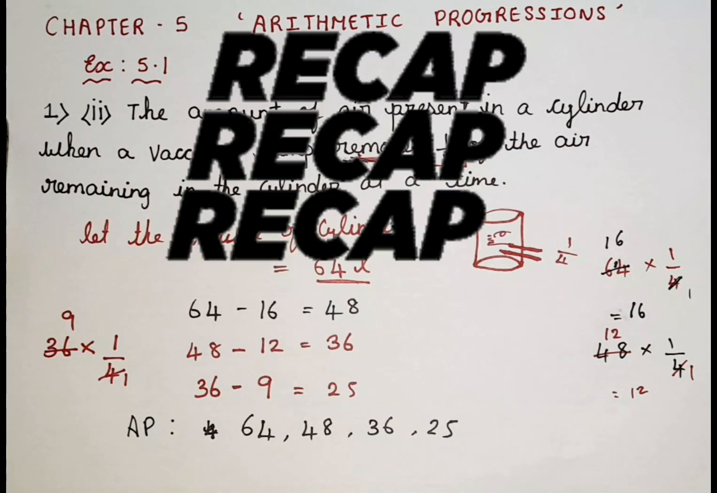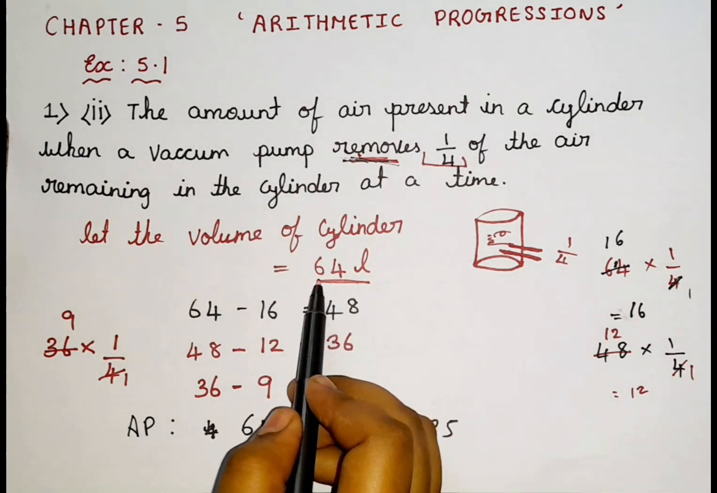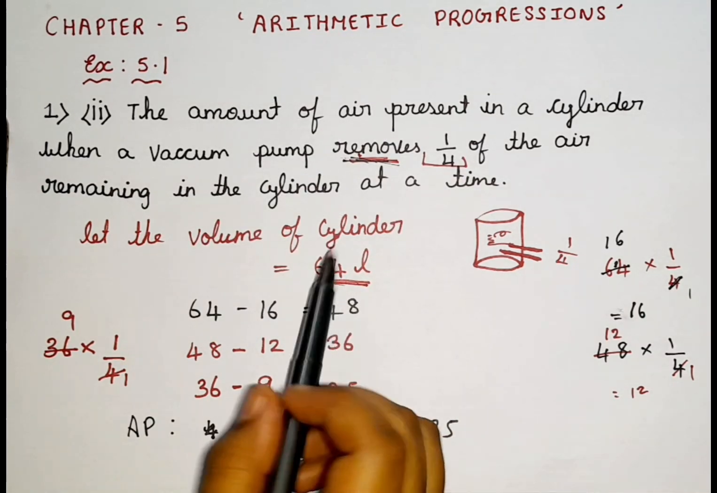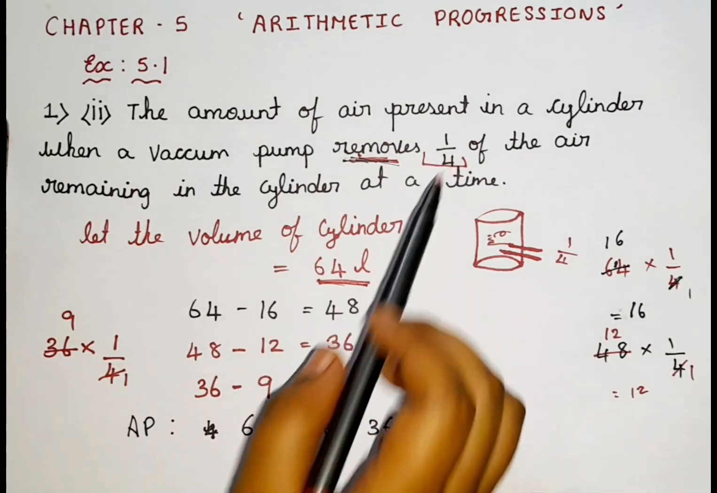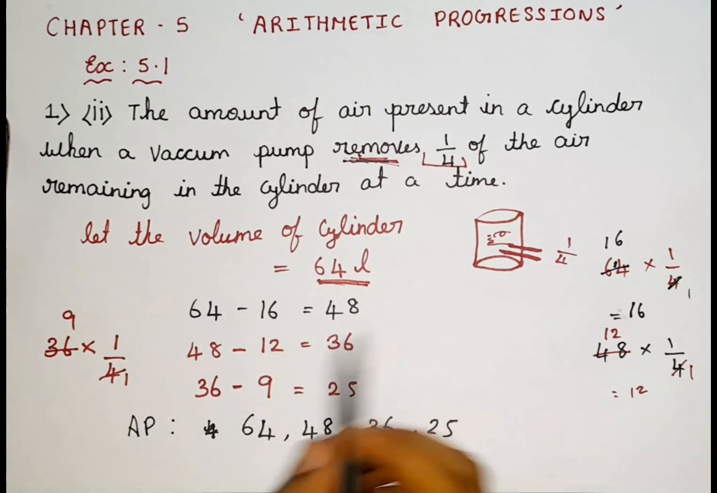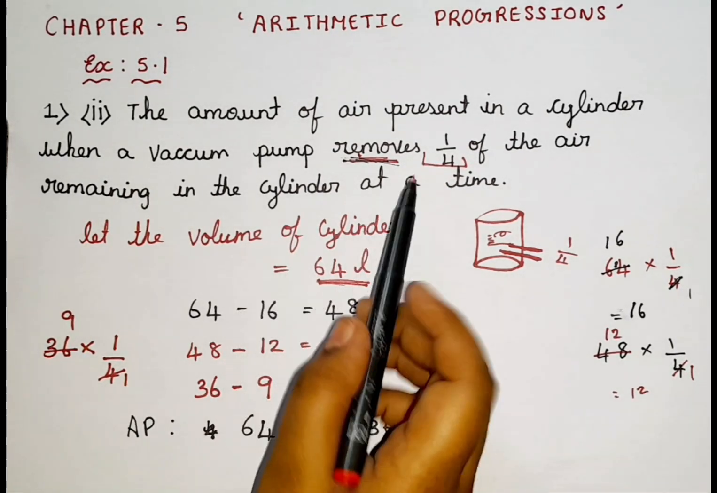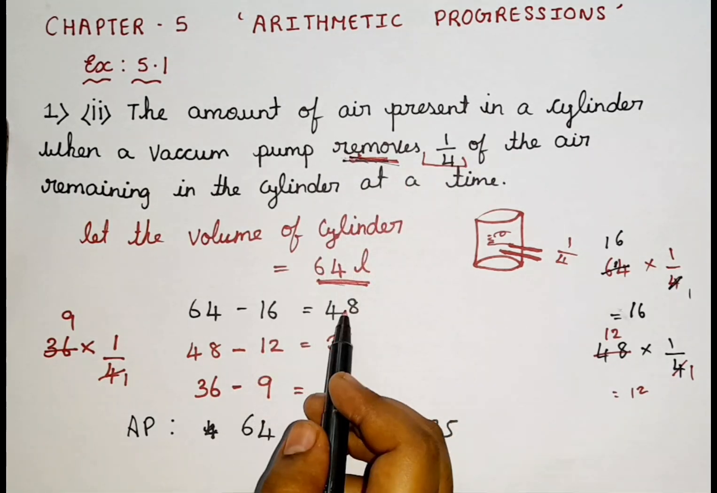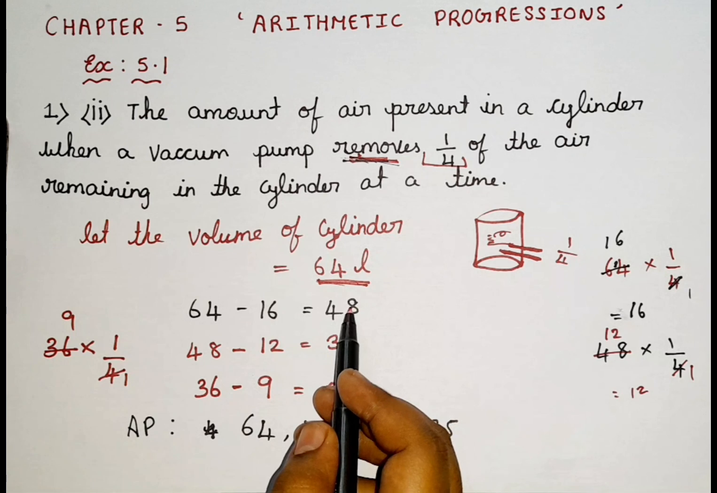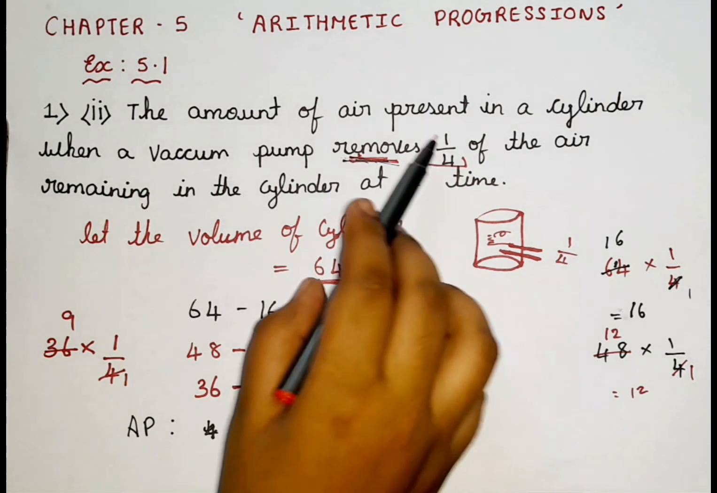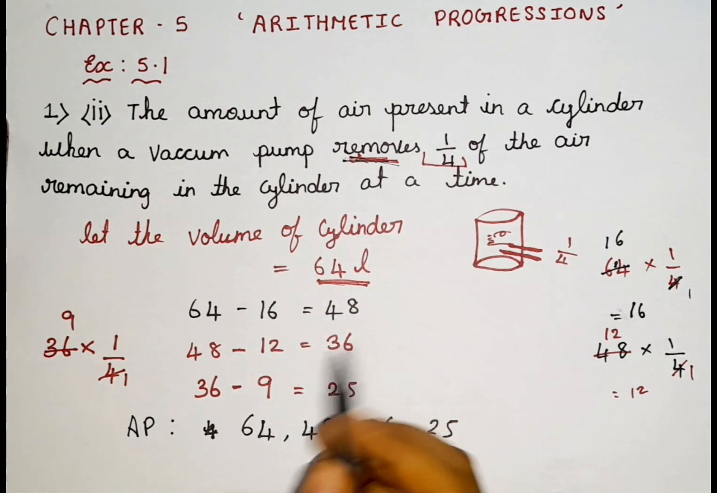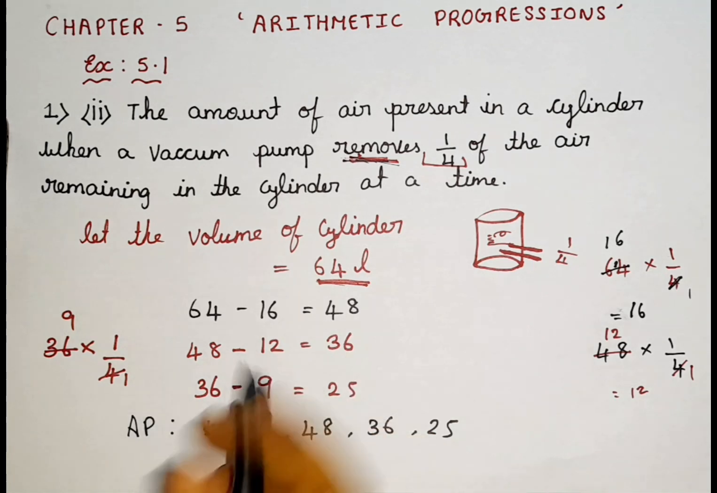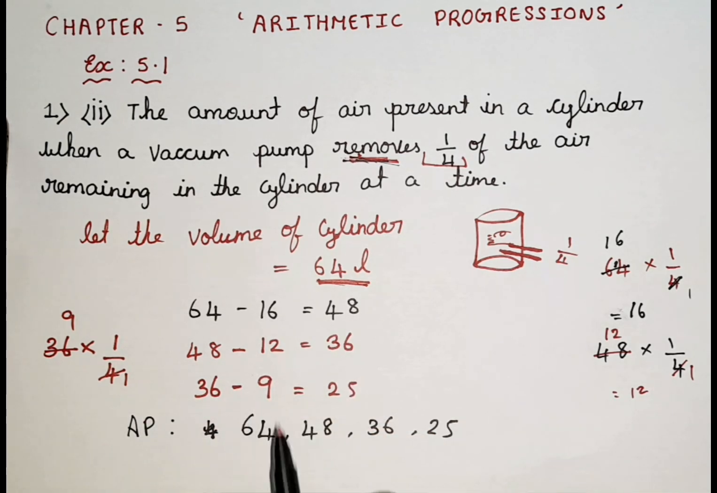So guys, the process we did is, first we took a random number, that is 64, multiplied it by 1 by 4 and got a value, that is 16. Subtract it. Why? Because they are removing, which means minus. With that value, we multiply it by 1 by 4 and get a value and subtract it. Like that we are supposed to do it. Here we can just take a random number, no need to worry.